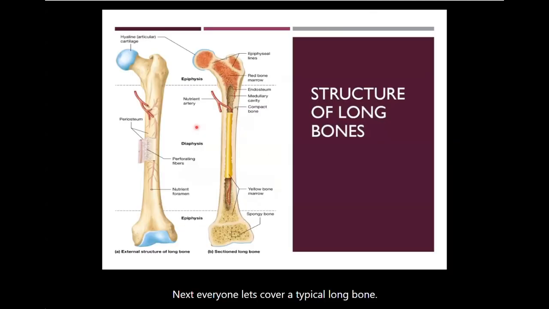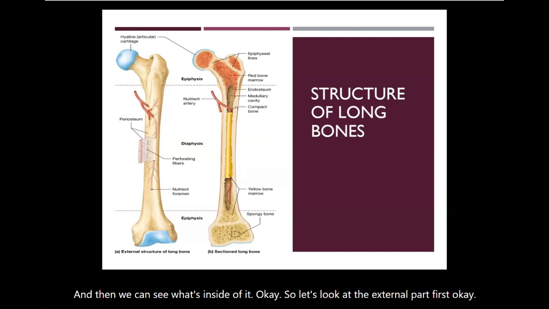Next, everyone, let's cover a typical long bone and what a bone is made up of, okay? So here, everyone, we can see a long bone. This is the external structure, and here we have a frontal section of the bone, and we can see what's inside of it, okay? So let's look at the external part first.